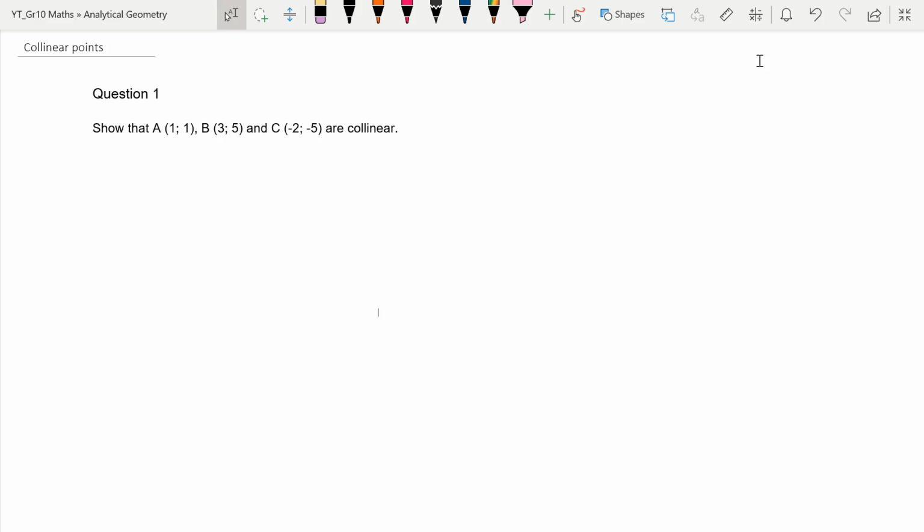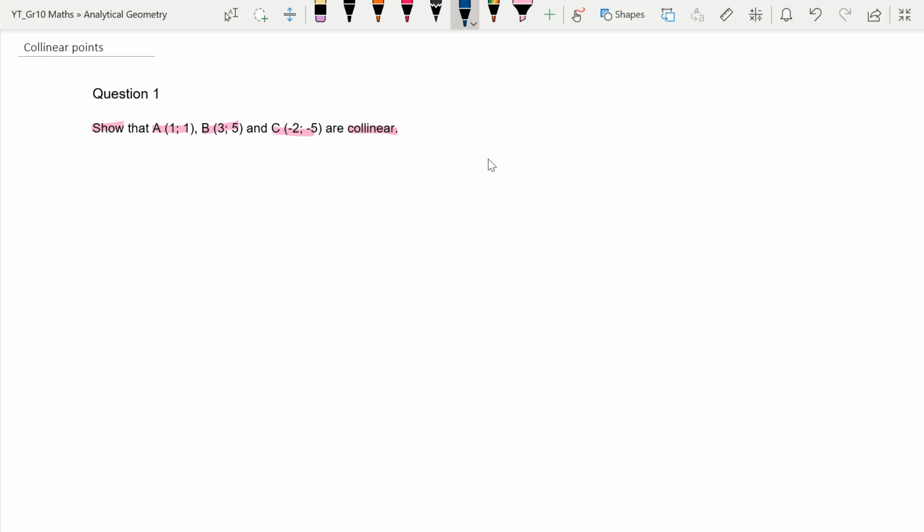For this lesson, we're going to look at collinear points, and we are going to do two examples. With the first question, it says that we need to show that these points, A, B, and C, are collinear. So that needs to mean something to you. You need to know what collinear means. Points are collinear if they lie on the same line.